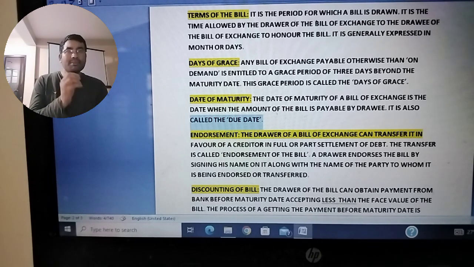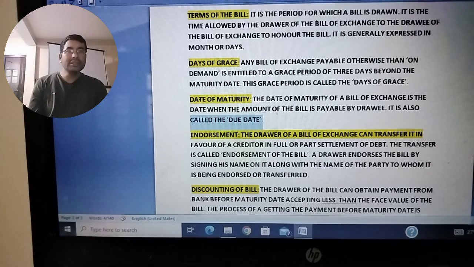But days of grace are not available in case of a demand bill, because on a demand bill the drawee has to make the payment whenever asked by the drawer to honor it. Okay, so days of grace means the additional 3 days which are allowed to the drawee to honor the bill. So this is what we call the days of grace.